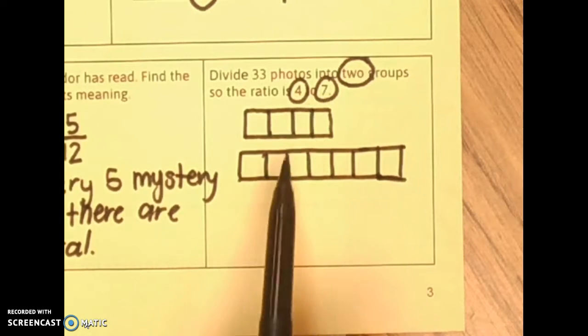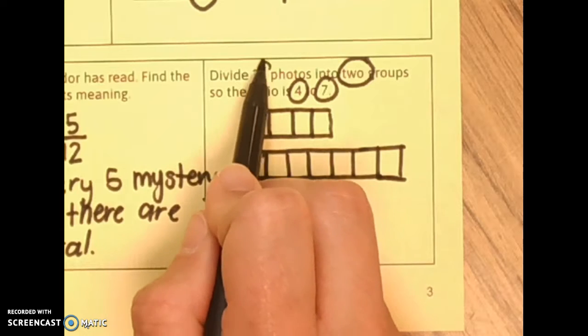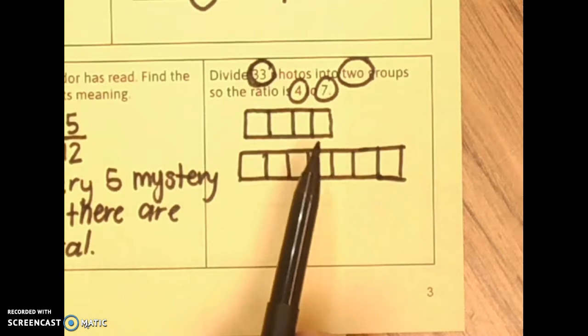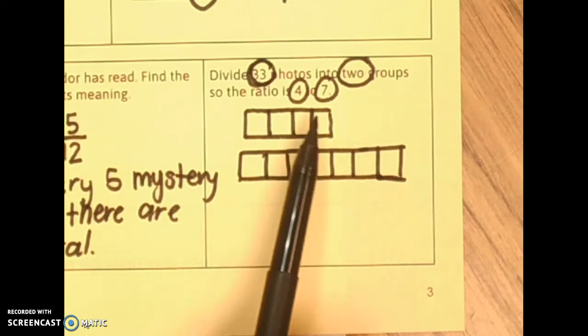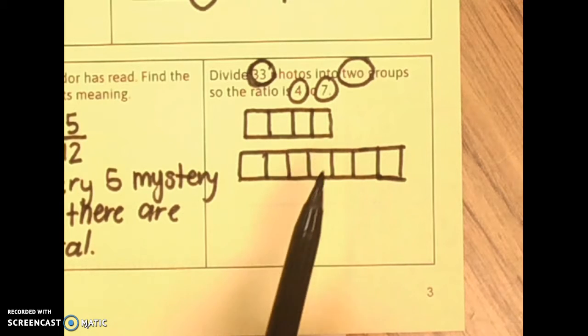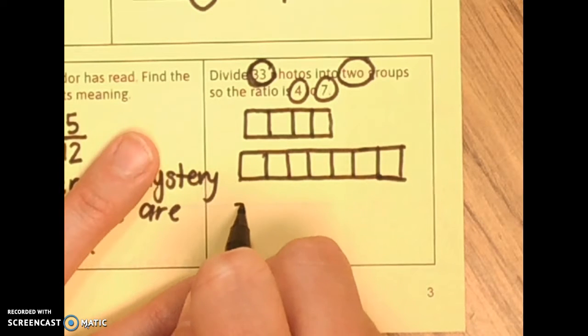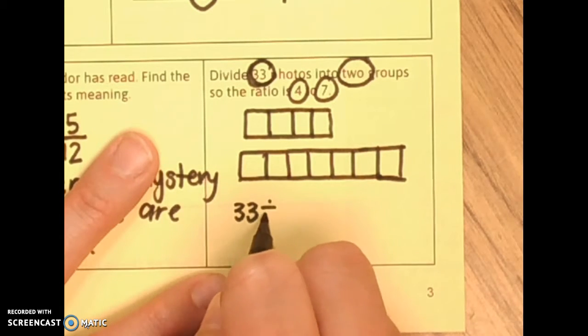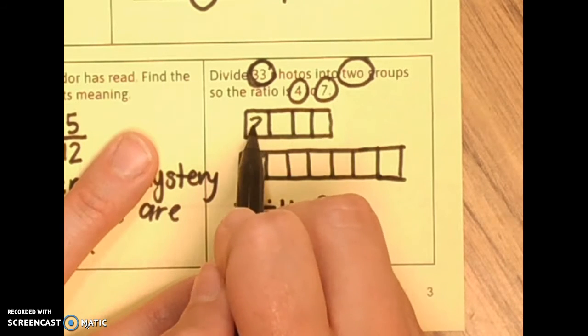These numbers, with 4 and 7, it could change to different numbers on you, but that's just how many boxes you draw. Now, there's going to be 33 photos total. Do you see that number right there? And there's going to have to be an equal number in each box. So how many boxes total do we have right now? We have 11. So if there's 33 photos in 11 boxes, I'm going to do 33 divided by 11, and I get 3. So there's going to be 3 photos in each box.